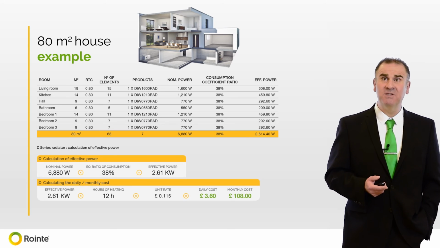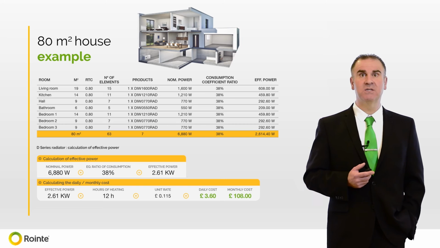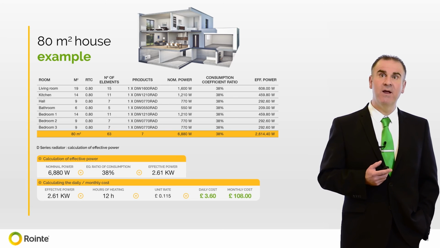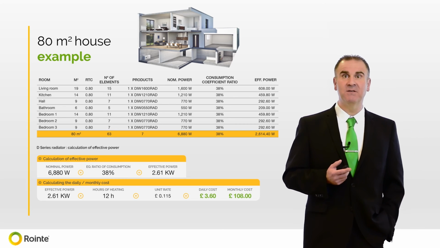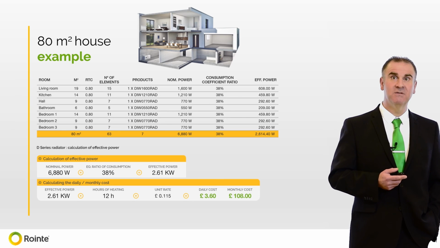Using the Rointe house as an example, the nominal power is 6.88 kilowatts, and the effective power is 2.61 kilowatts. Running this over a 12-hour period, the daily cost is £3.60, and the monthly running cost is £108.